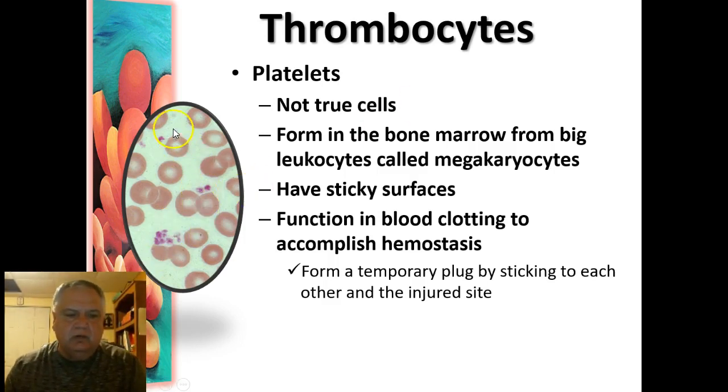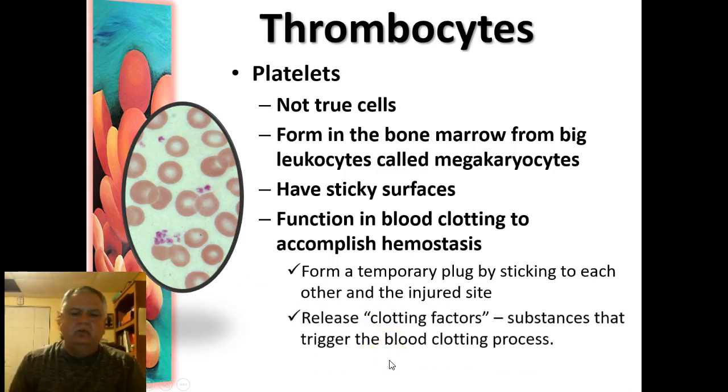Whenever we take a look over here, this is an actual micrograph, and we can see red blood cells here, their characteristic donut shape, and then we can see these clusters of purplish cells. These are the platelets. Platelets also, in addition to having those sticky surfaces, whenever they become damaged, can release clotting factors. And these clotting factors are substances that can trigger the blood clotting process, trigger the process of stopping the bleeding and healing the blood vessel over eventually.